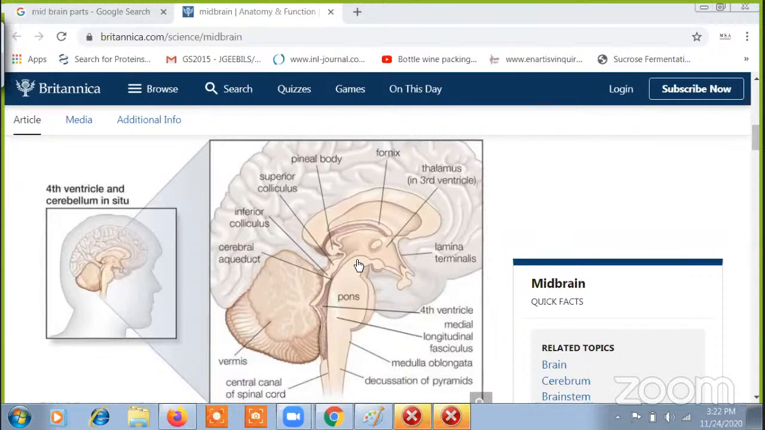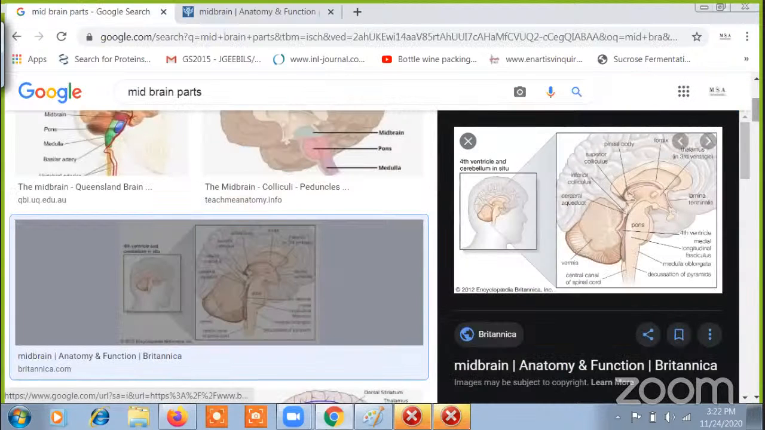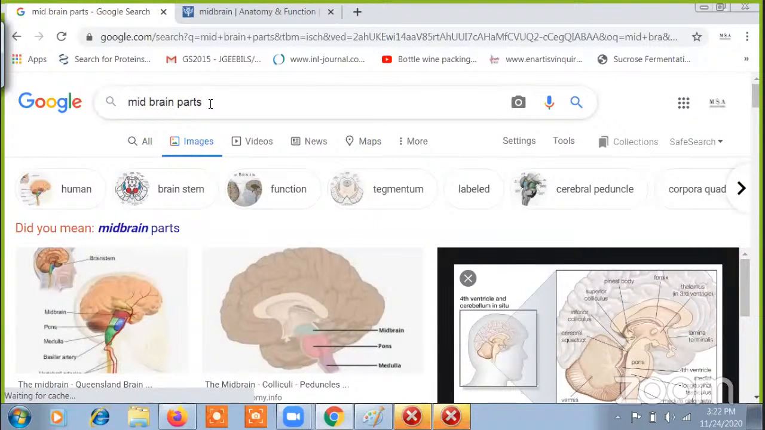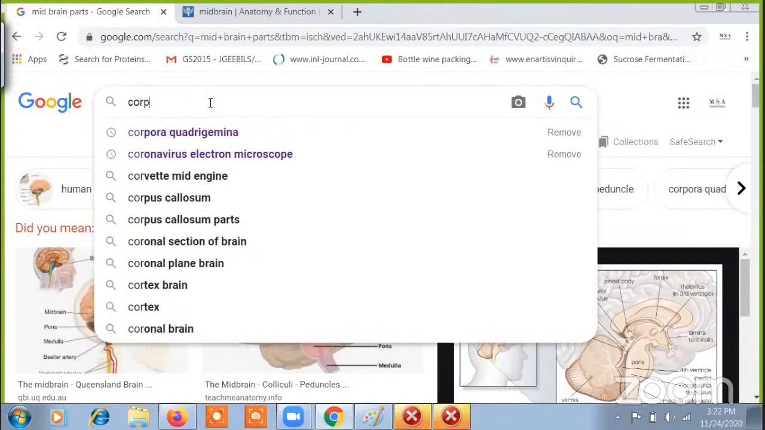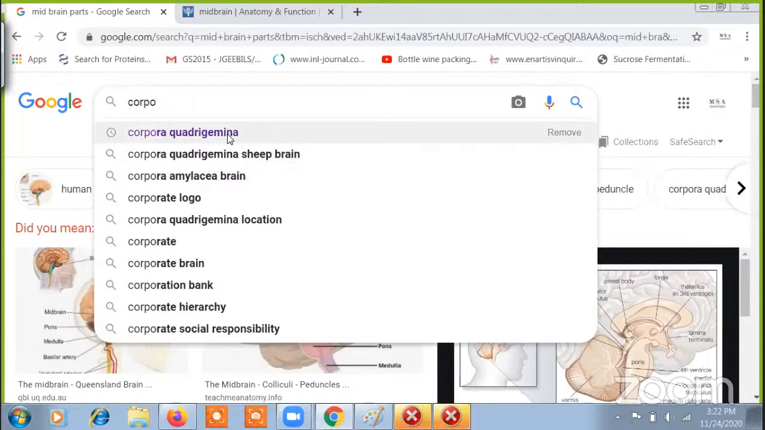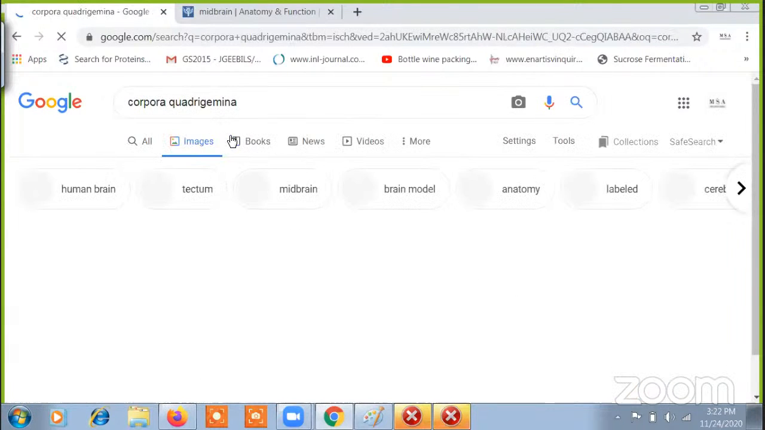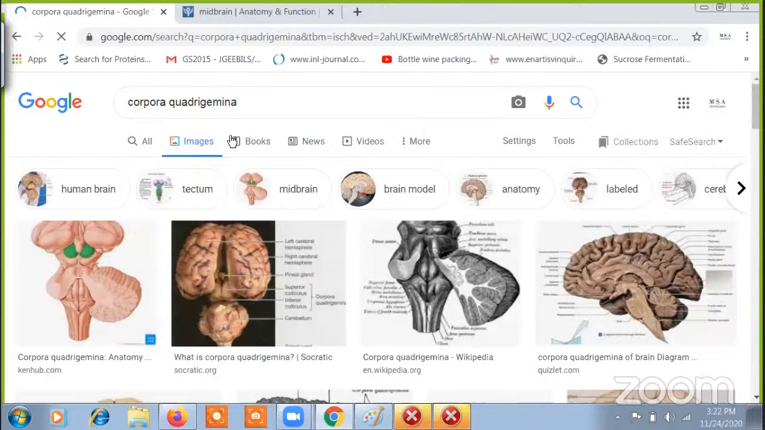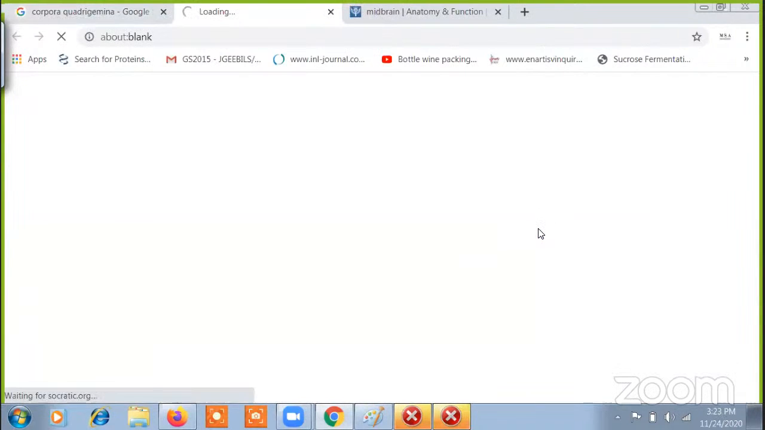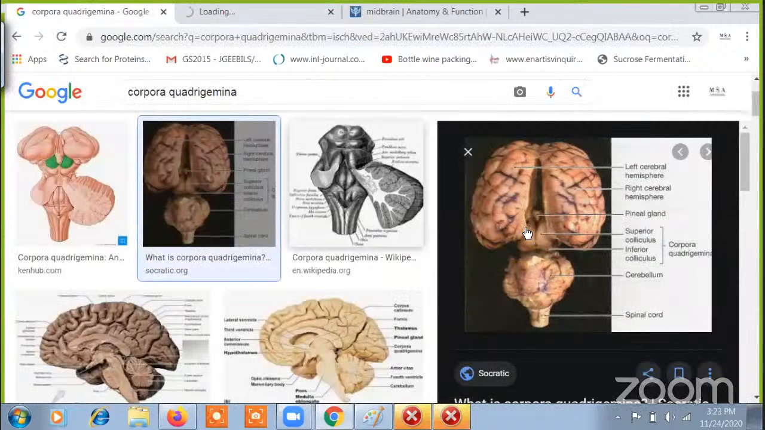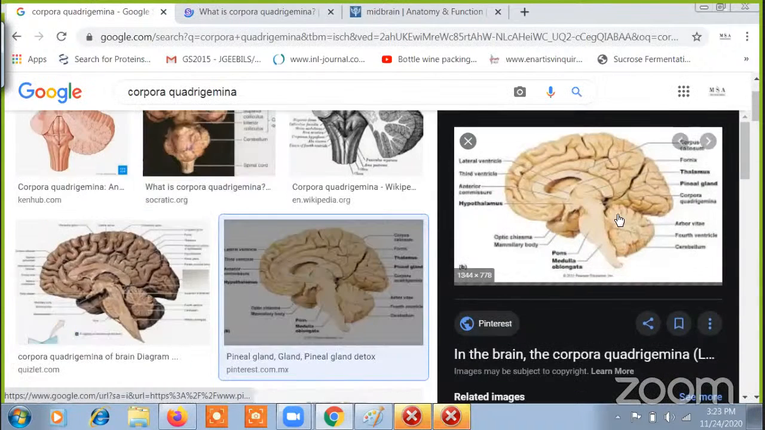So let us discuss the parts of the midbrain. The very first part of the midbrain is the corpora quadrigemina. Find this figure; first we will go with this figure, then we will go with the next.